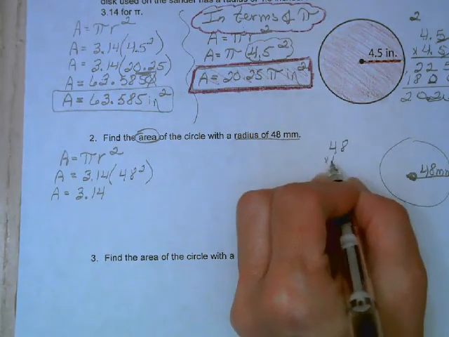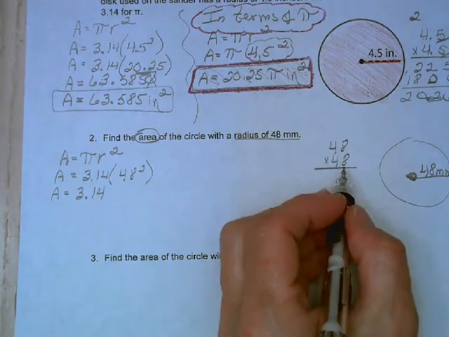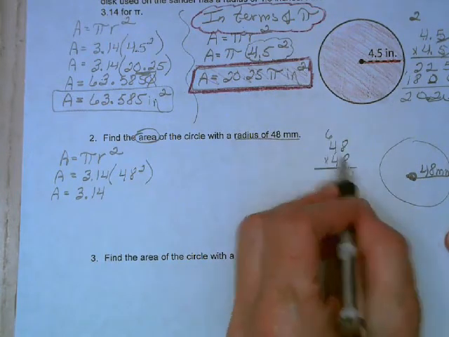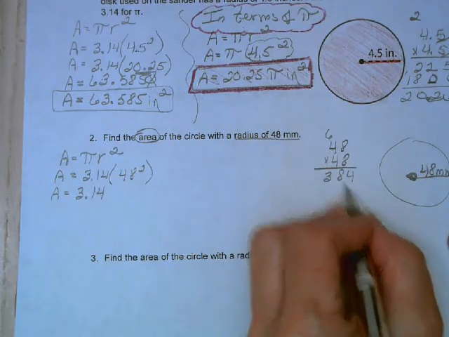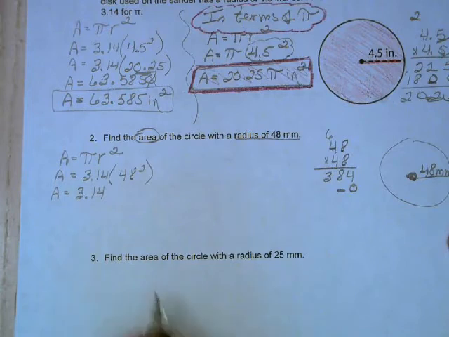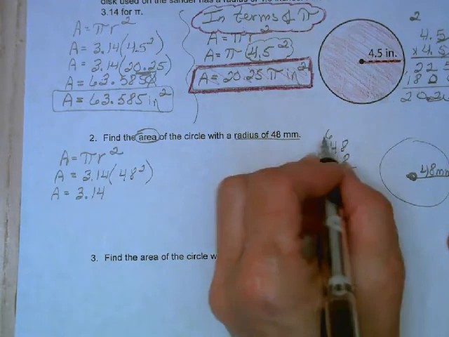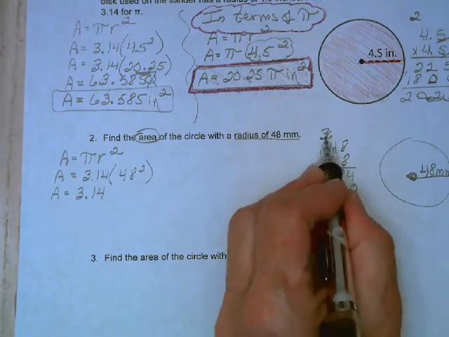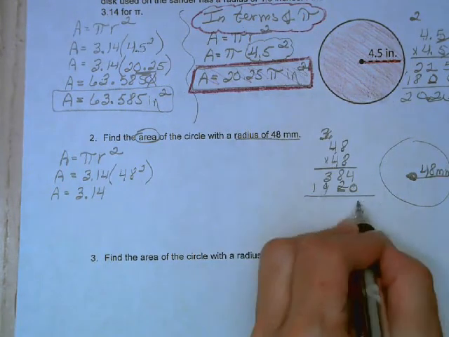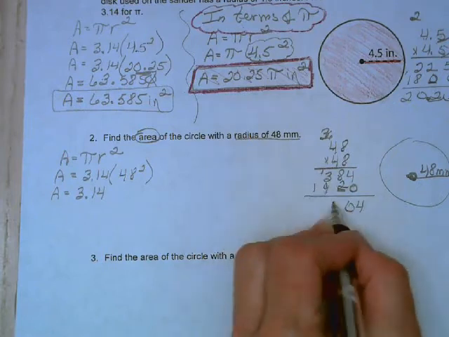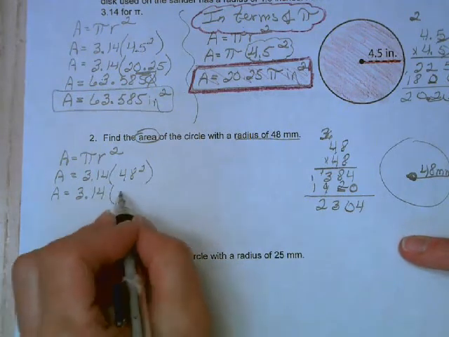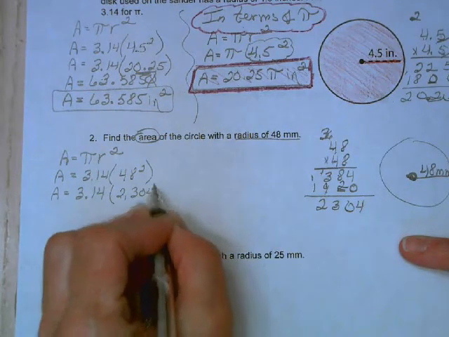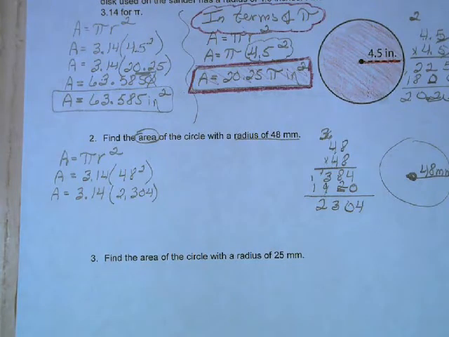48 times 48. 8 times 8 is 64. Put my 4, carry my 6. 8 times 4 is 32, plus 6 is going to be 38. Placeholder over 1 because I'm jumping a column. 4 times 8 is 32. Put my 2, carry my 3. 16 plus 3 is 19. 4, 10, 13, and 2. So I get 2,304, because both 48s were whole numbers. There was nothing behind the decimal.